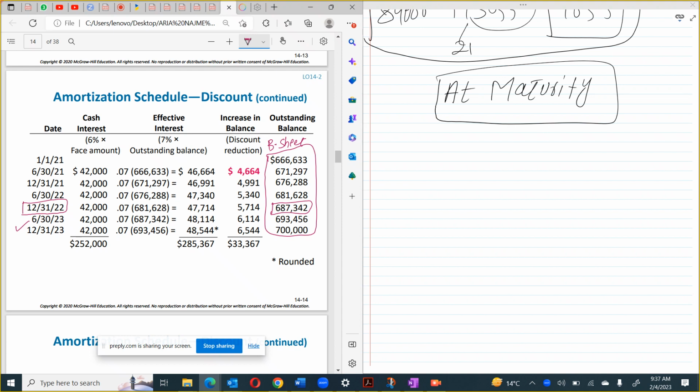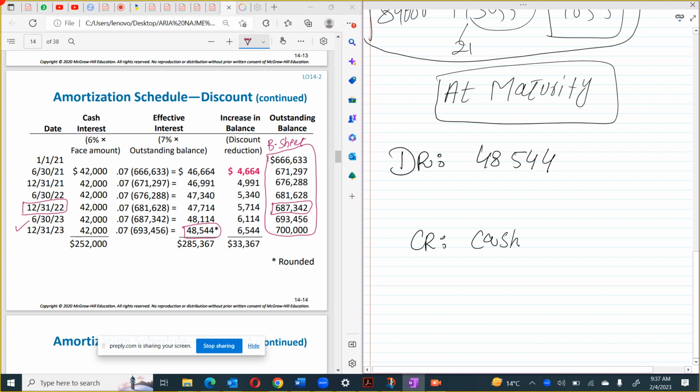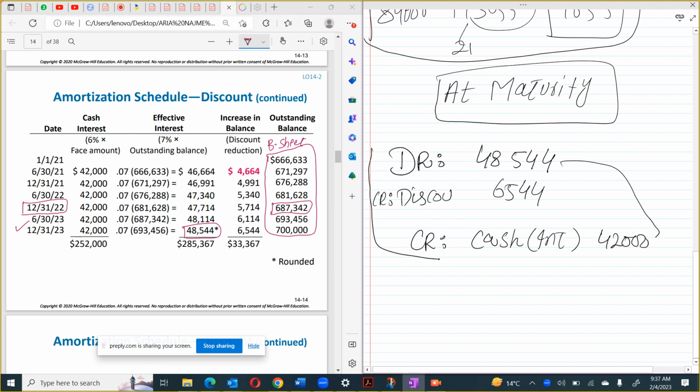Last period. Now, what you will do: you will perform the same entry. For example, you will debit the interest expense, which is 4848544. You will credit the cash, which is the cash interest, 42,000, and the difference between these two is the discount. We will credit the discount, which is 6544.